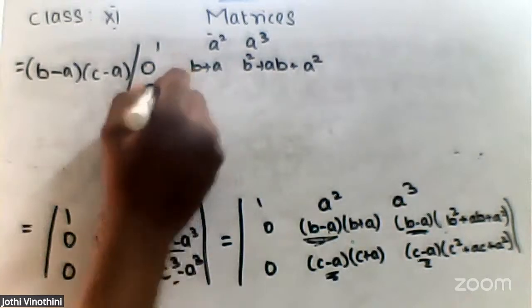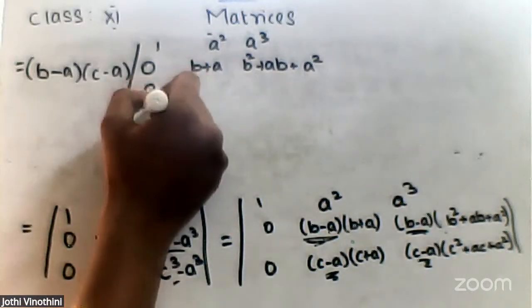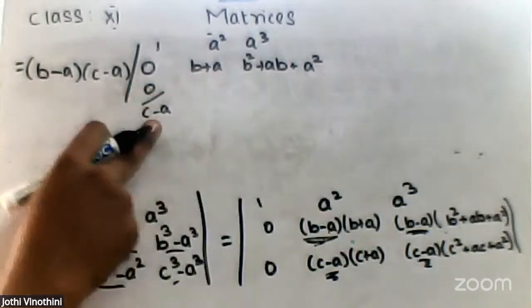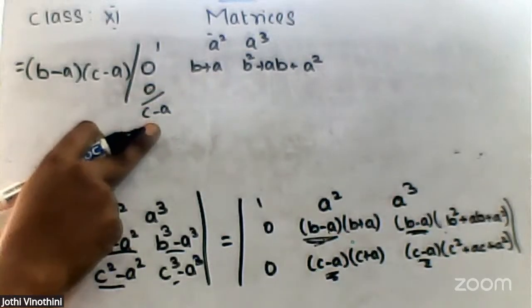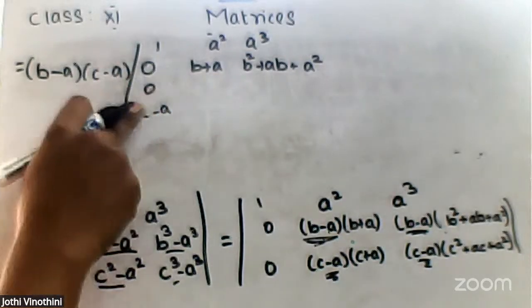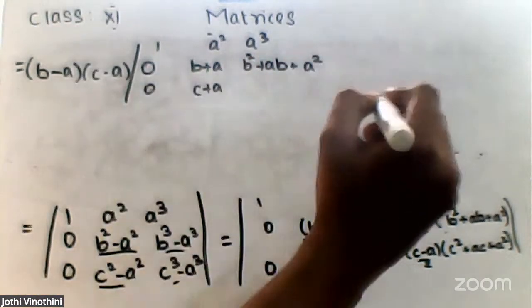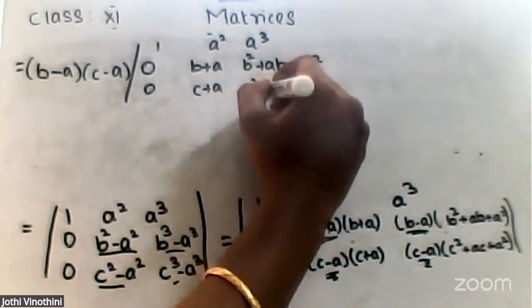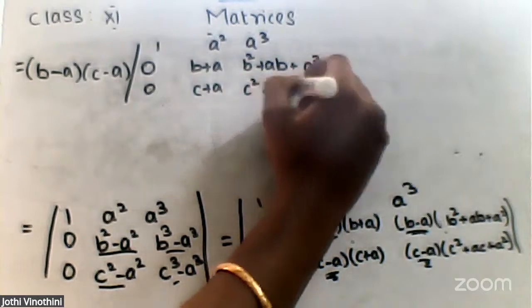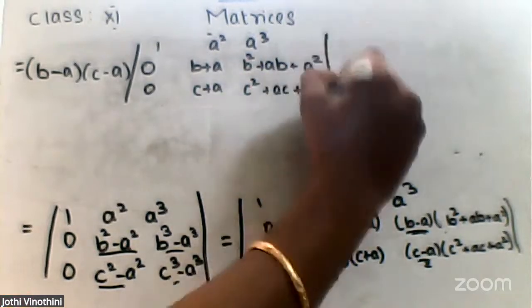Similarly, we are taking c minus a as common from all the terms. So 0 divided by c minus a remains 0, here it becomes c plus a, and here it becomes c squared plus ac plus a squared.